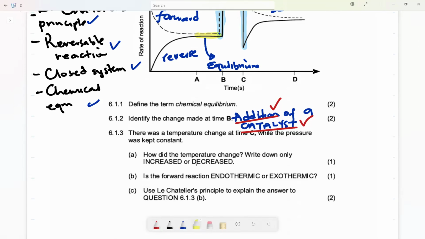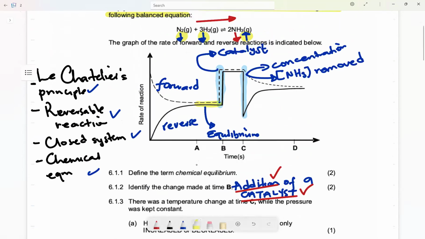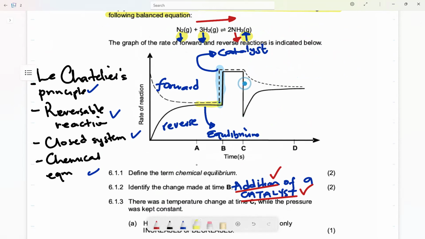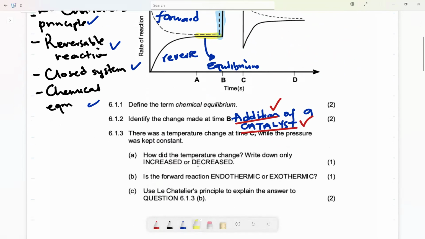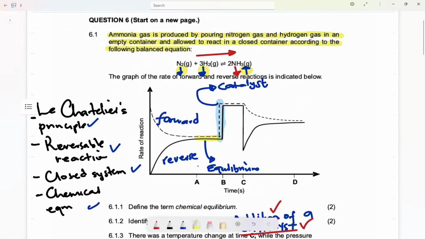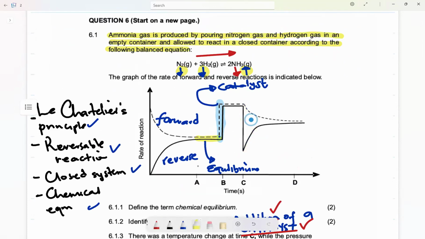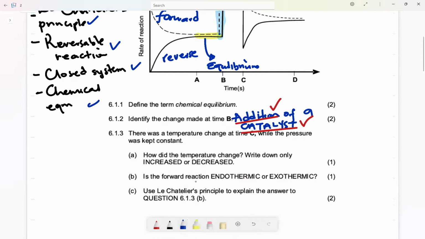Now they say to us that there was a temperature change at time C, while the pressure was kept constant. Since we are told that it is temperature, the question is, how did the temperature change? Write down increase, decrease, or remain the same. Can you see here, there was a decrease. So it means the temperature decreased, okay? So we'll just say the temperature decreased.